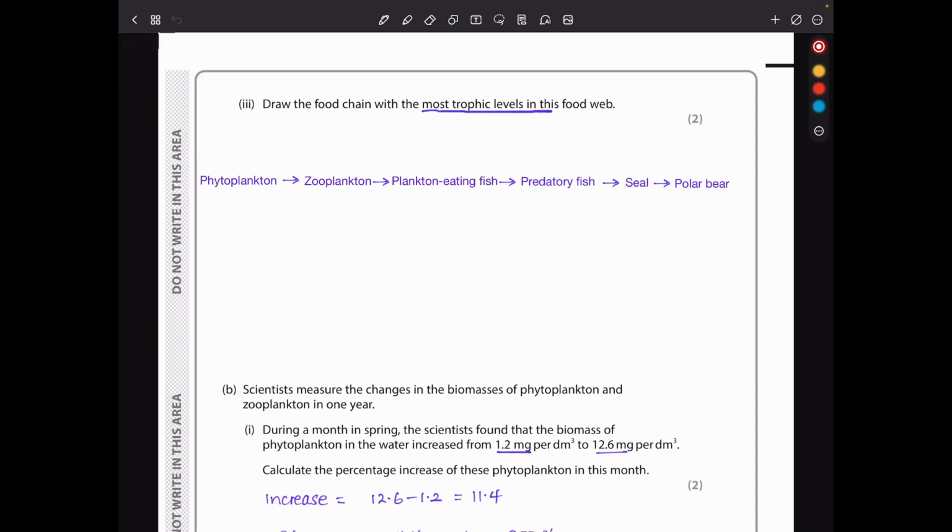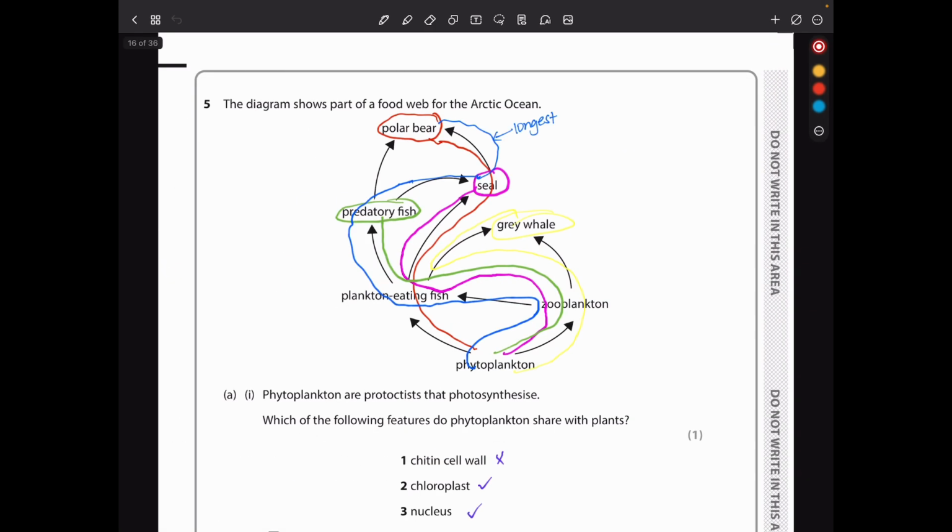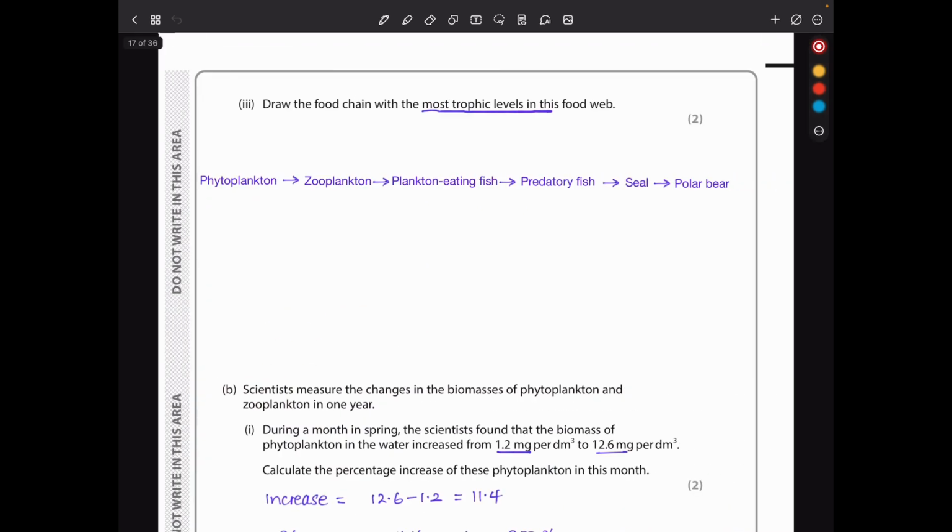Next, they say draw the food chain with the most trophic levels in this food web. And the one in blue, which is 1, 2, 3, 4, 5, and 6. So it had 6 trophic levels, as you can see here.